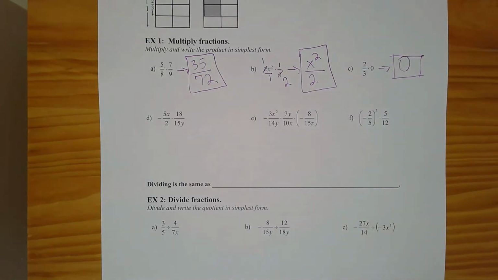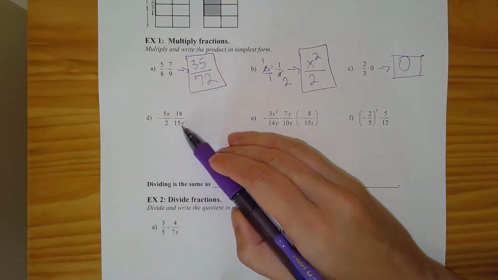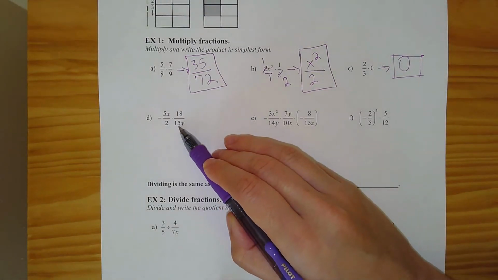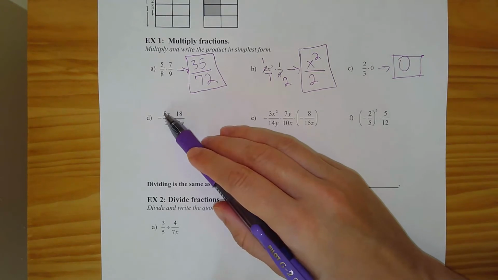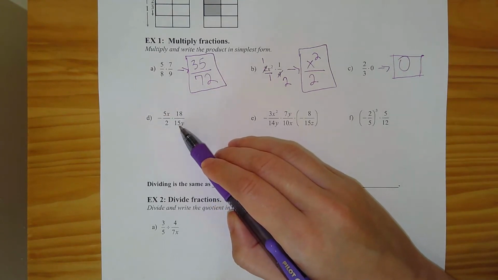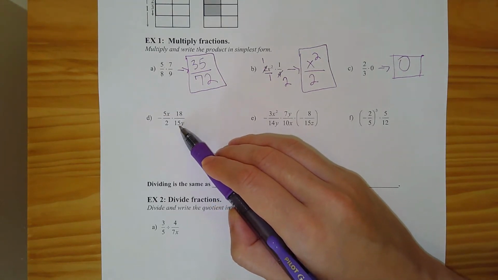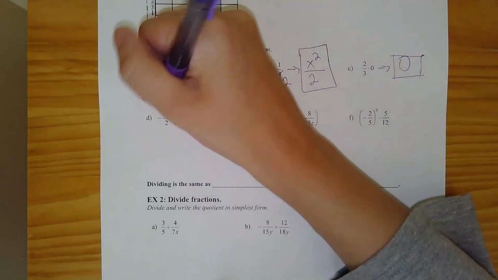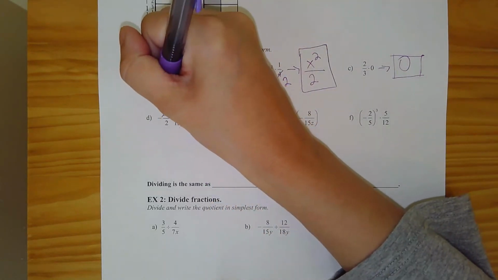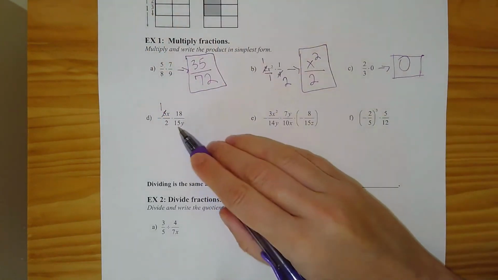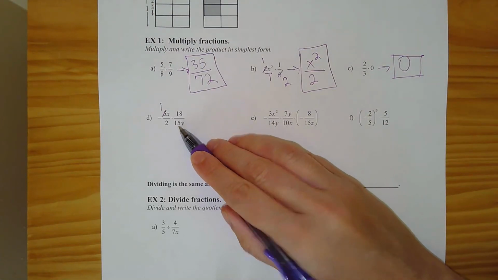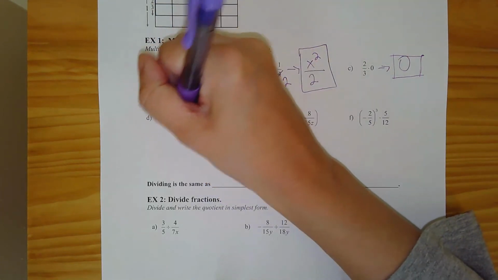In part D, I have negative 5x over 2 times 18 over 15y. And I notice quite a bit that I can simplify. I notice 5 and 15 are both divisible by 5. One is in a numerator, one of those is in a denominator, so I can simplify that. I can divide the numerator by 5. 5 divided by 5 is 1. I can divide the denominator by 5. 15 divided by 5 would be 3.